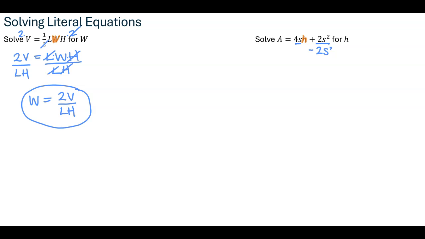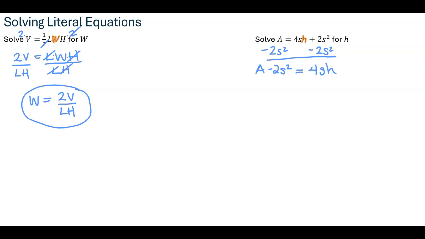So I'm going to subtract the 2s squared. Let me eliminate those from both sides. So again, that squared might look a little tricky, like you need to use some quadratic thinking. But you don't. This is just linear. We will work on quadratics shortly.